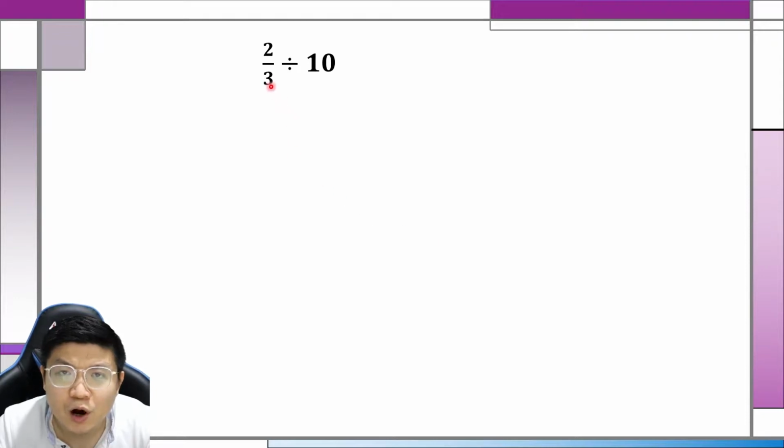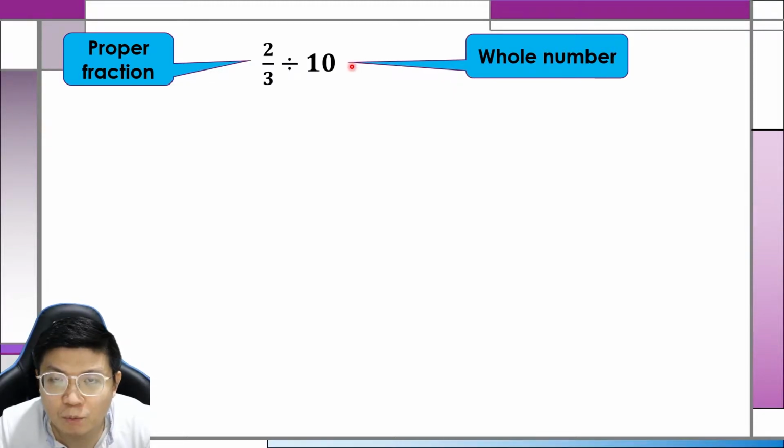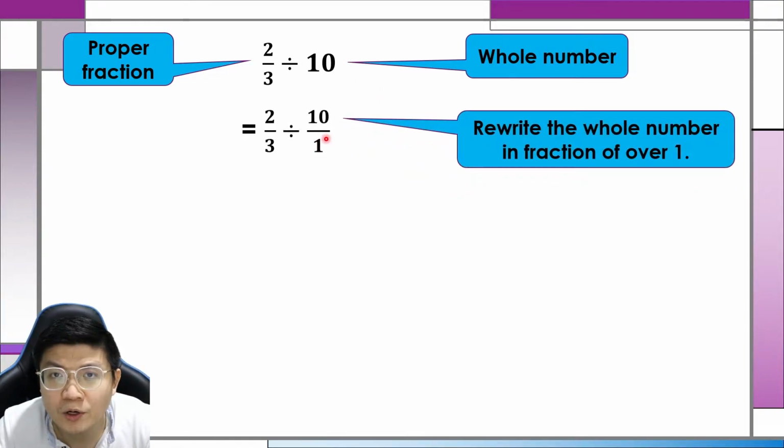Next, 2 over 3 divided by 10. So on the left hand side is a proper fraction, and on the right hand side is a whole number. Right, this is not a proper fraction. So how are you going to do it if it is a whole number? Right, the first step, you write the whole number as a fraction over 1. So meaning to say that this 10, we'll put it as over 1. It's actually the same value, just that we put that whole number into a fraction form.